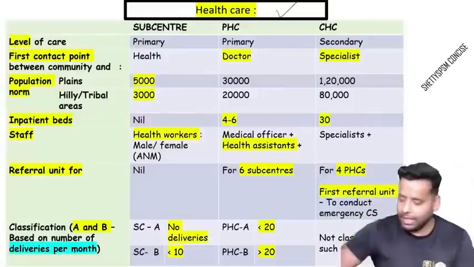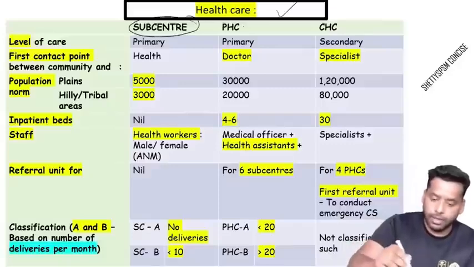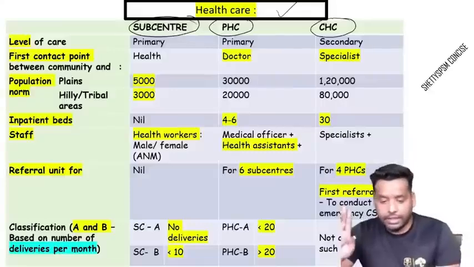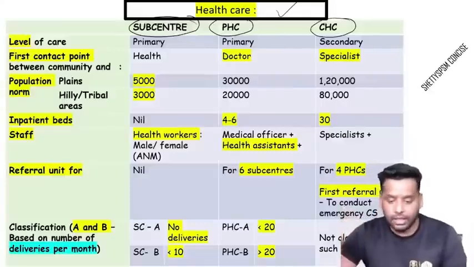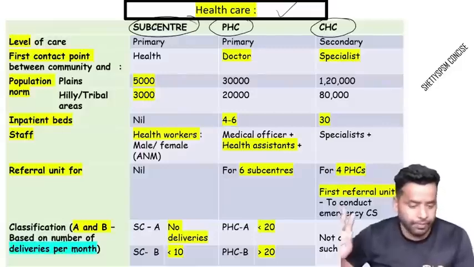Healthcare delivery. Sub-center, primary health center and community health center. This is 3-tier healthcare delivery system.